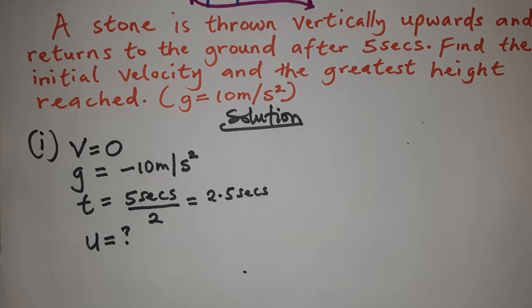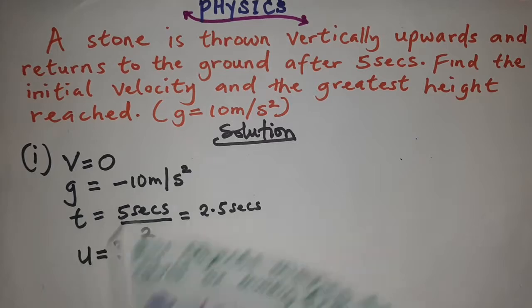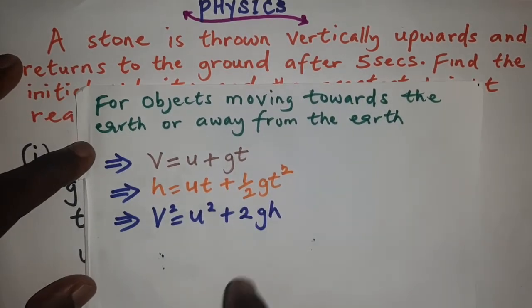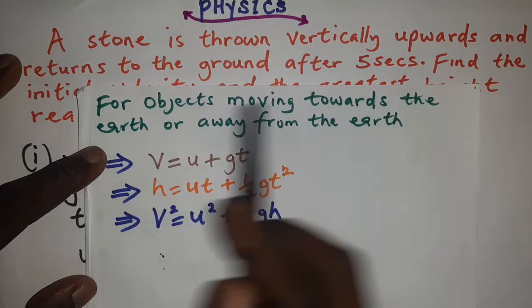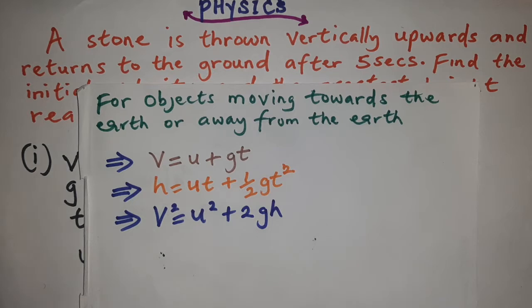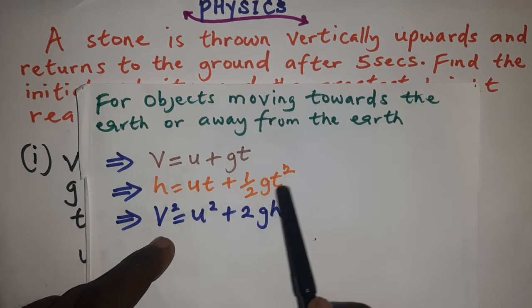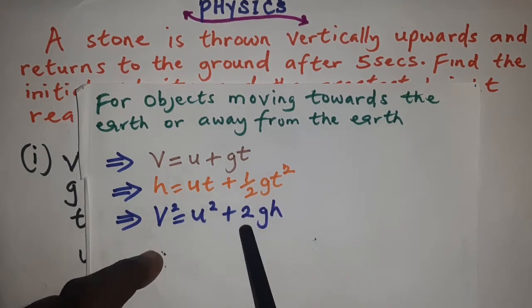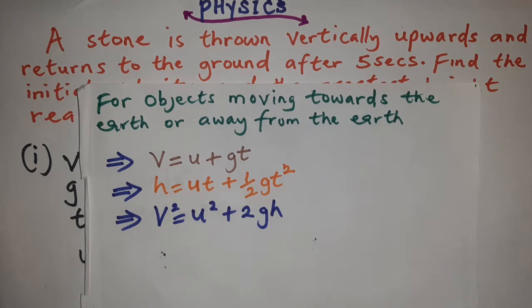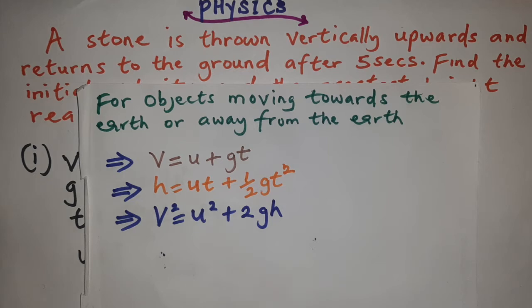So let's look at our equations of motion. But remember, we are going to consider the equation of motion for objects moving towards the earth or away from the earth. And definitely we'll have v equals u plus gt, h equals ut plus half gt square, v square equals u square plus 2gh. And of course, we know our g here stands for the acceleration due to gravity, and even if it's retardation, we'll still replace the g with the value minus 10 if it's retardation. And of course, this time around it is retardation.